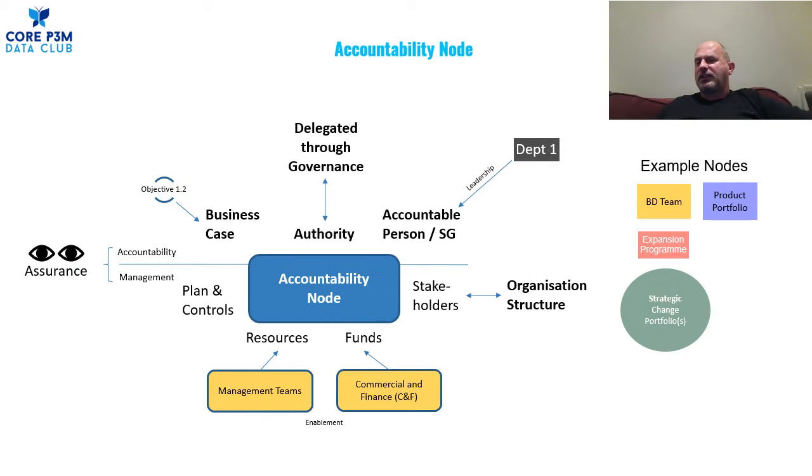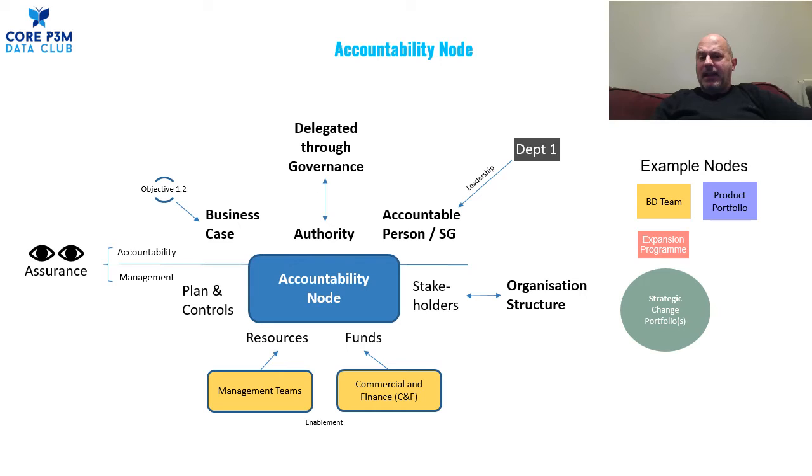Each of those colourful points in the previous slide were points of accountability. The business development team, the product portfolio, the expansion program, the change portfolio. These were all points of accountability or accountability nodes. Each of these had a business case which was based on objectives it was expected to achieve. It had authority, which was delegated through a governance process from the organisation. It had an accountable person that probably came from a particular part of the organisation structure. And those are the constructs with which we deliver accountability.